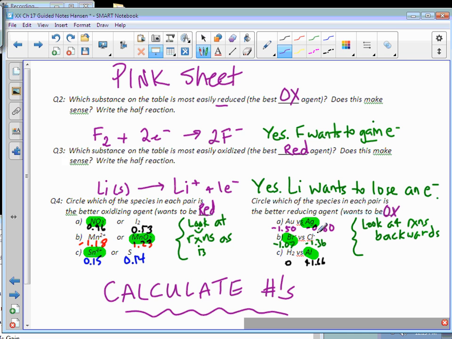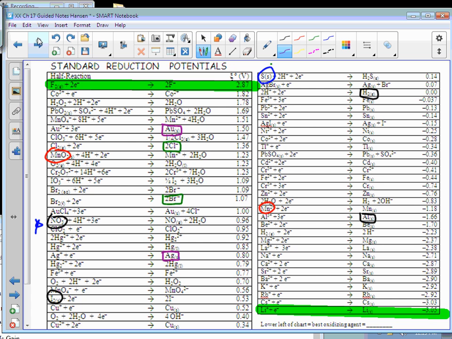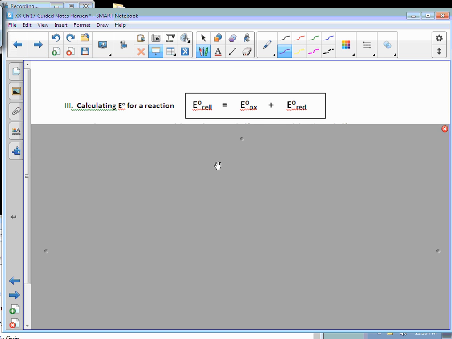Okay, so hopefully you guys are just getting used to using the pink sheet. That's what this part's all about. And you can make a decision as if we're talking about reduction, looking at the table in the forward direction, or oxidation, looking at the reaction in the backward direction. Okay, and hopefully we're doing well there. Let's move on. Okay, so now we're putting all this together.